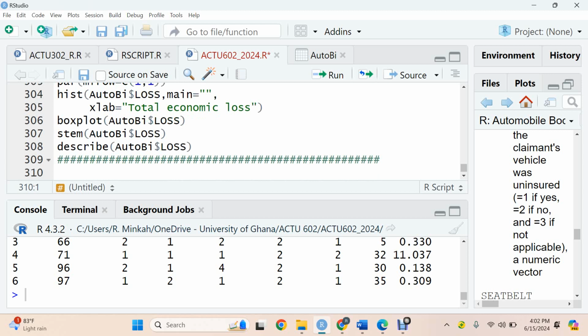Okay, so let's see. The first one, descriptives. We said we want to what? We want to describe the losses per seat belt. A seat belt what?